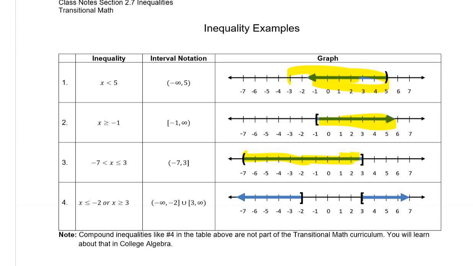And then also there's a type of inequality that's a compound inequality where I'm going to the left forever and then to the right forever, but leaving a space in between. Now this last type right here is not the type that we're going to be looking at in this course, but you are going to see it in college algebra.